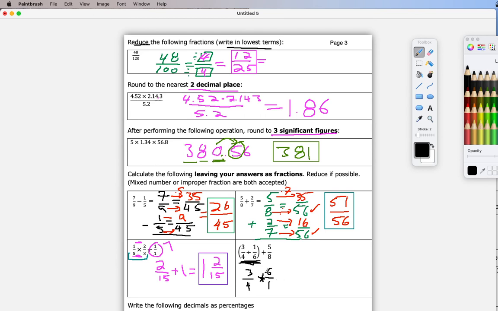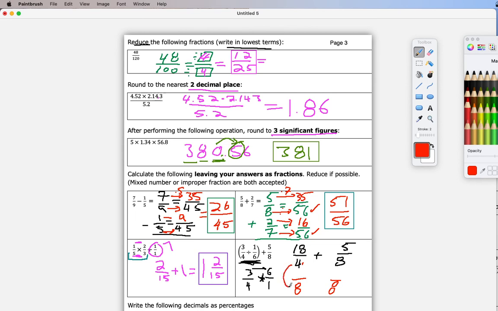So 3 times 6 multiplied together is 18. And 4 times 1 is 4. And these are going to be added together with 5 over 8. And at this point, you need to make this number 4 the same common denominator as 8. So if you look at that, you should figure out that both of them have the lowest common multiple of 8. All right, so instead of going up and down here, I'm just going to keep them underneath.